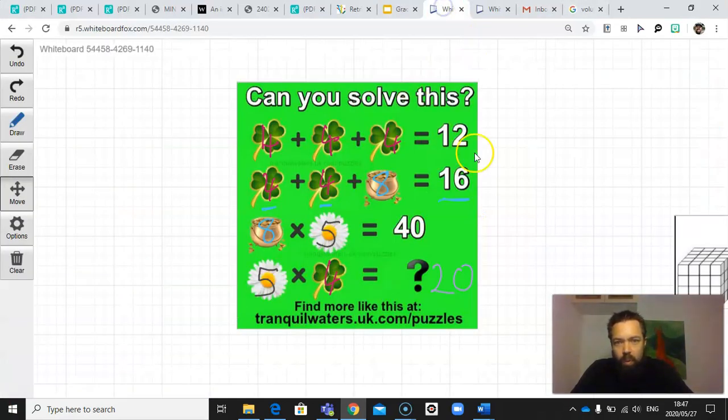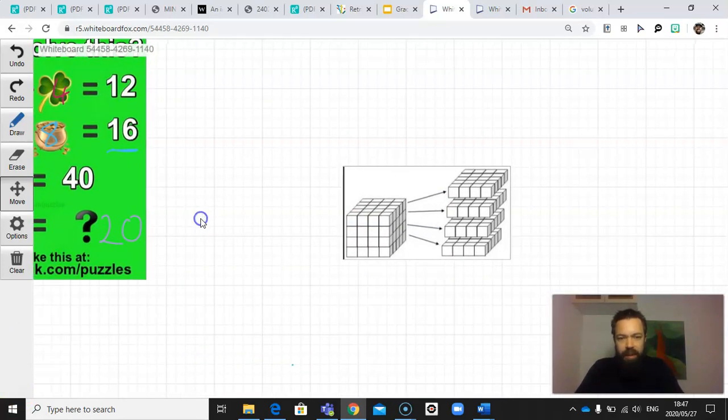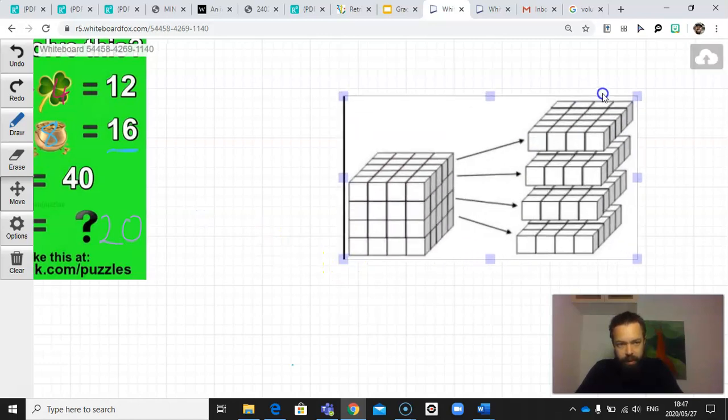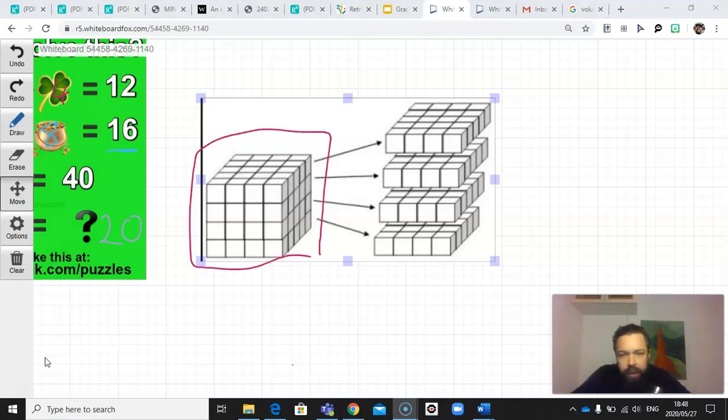Okay, jumping over to the whiteboard so that we can have a look at some. This might make things a little bit easier. Let me make it a bit bigger. So when I'm explaining about the ones that you can't see, you can see that this block over here, or this cuboid, gets broken up into its different levels.